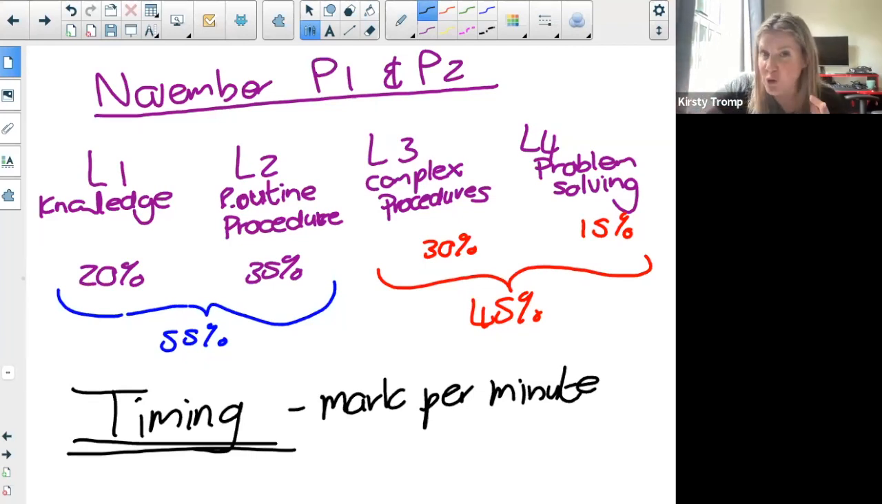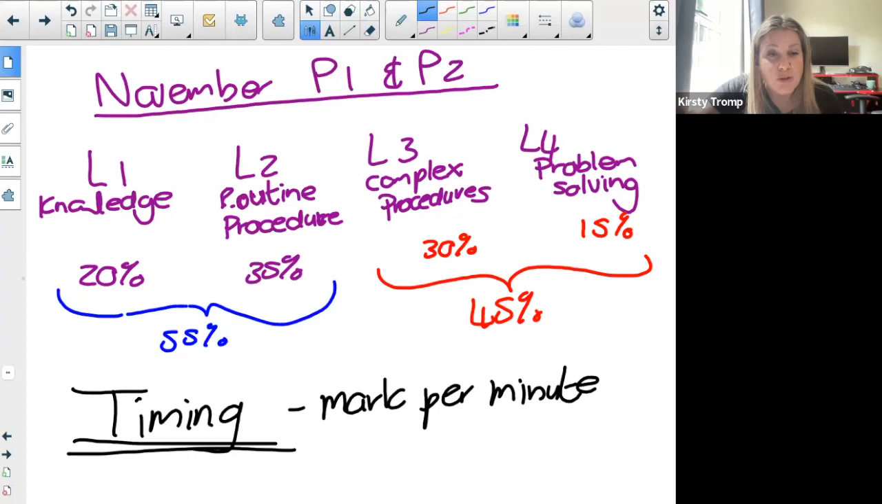Take a screenshot if you want of this. This is a really important thing to keep reminding yourself of all the time. Your level 1, 2, 3, and 4 questions: this is how you can achieve at least a minimum of 55% for a paper. And if you're going for your level 3 and level 4 questions, that's how you're going to achieve your 60s, 70s, and 80s.